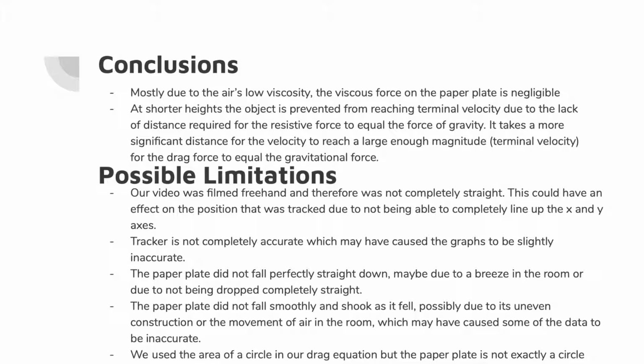The paper plate did not fall smoothly and it shook as it fell. This is possibly due to uneven construction or the movement of air in the room, and this could have caused some of the data points to be inaccurate. We used the area of the circle in our drag equation, but the paper plate is not exactly a circle, so that could have caused some other inaccurate calculations.